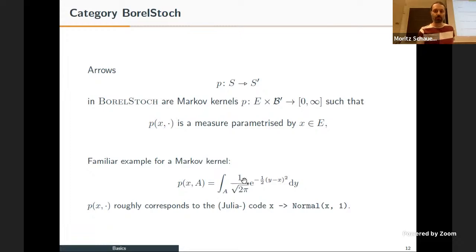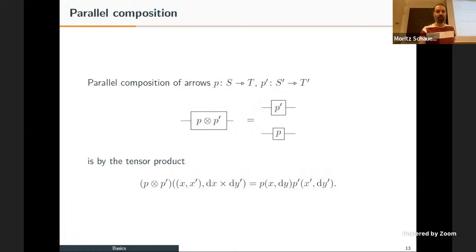There's a question? Yes, sorry. Wouldn't arrows in BorelStoch usually be maps into the unit interval corresponding to cumulative distribution functions? I think so. Let's keep it like this. Okay, yeah. So densities? No, these are not densities. These are Markov kernels. So it really is measures, conditional measures. Okay, so they're not probability measures yet.